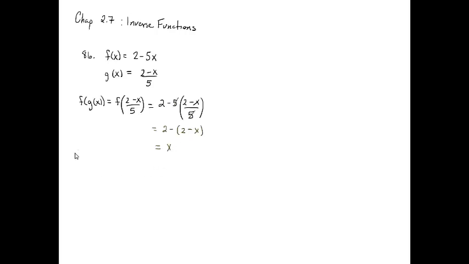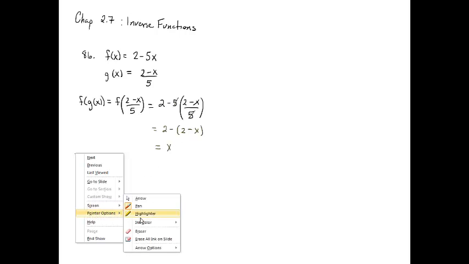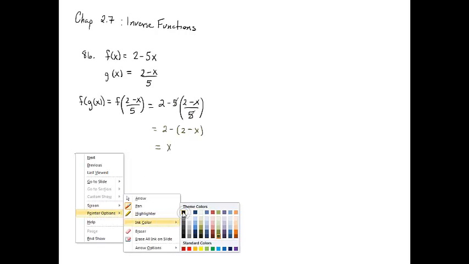Let's find g of f now. So g of f of x is equal to g of, well, what is f of x? It's 2 minus 5x. So that turns into 2 minus (2 minus 5x), divided by 5. Because remember, wherever you see an x inside of g, you have to plug in f of x.